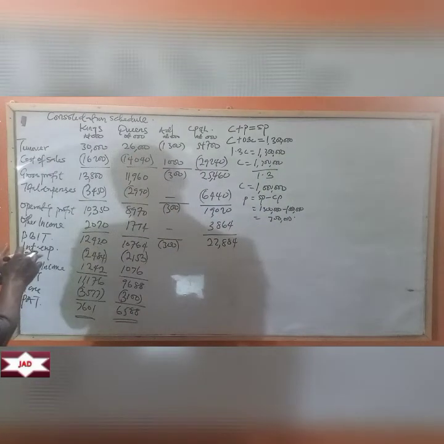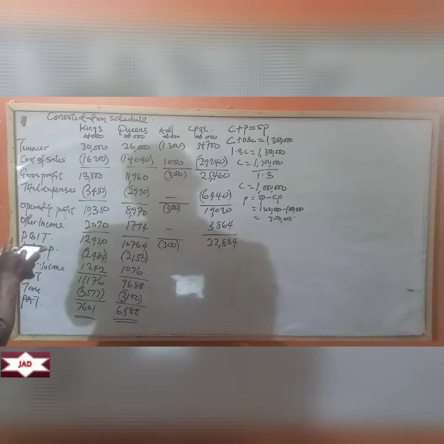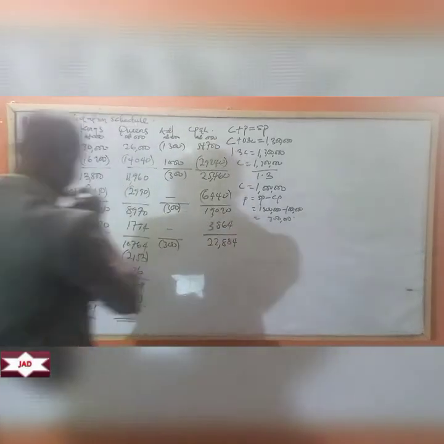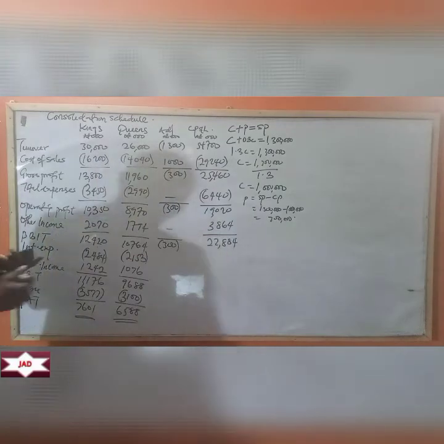So we test it here. We have 12420 plus 10764 minus 300, 22884. Okay, so interest expense now.